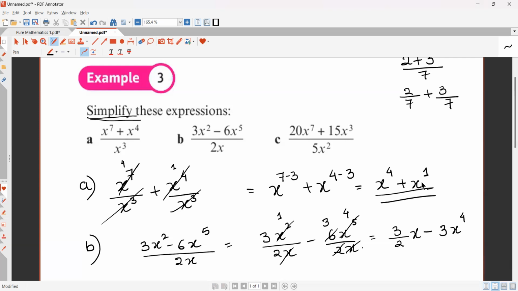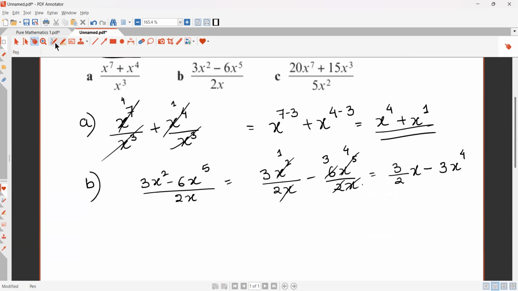This is one way to do this sum, by the way. All of you understood this particular method? You guys know this division, splitting the division part and all. There is another way to do this same sum. Let's see. 3 by 2x.